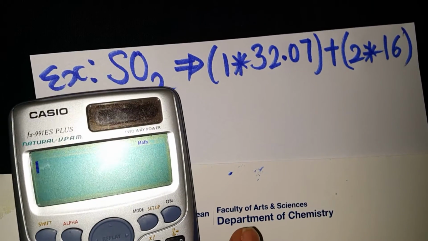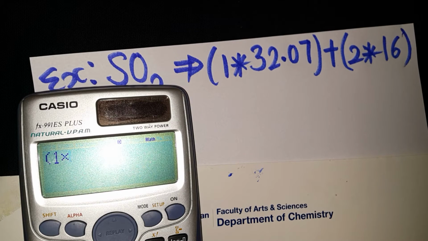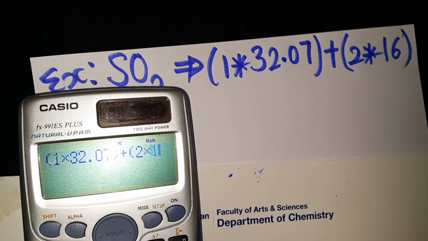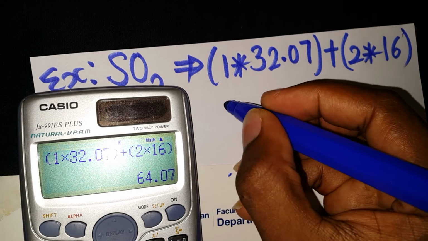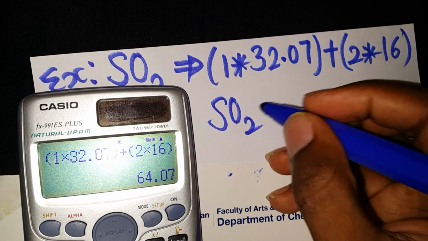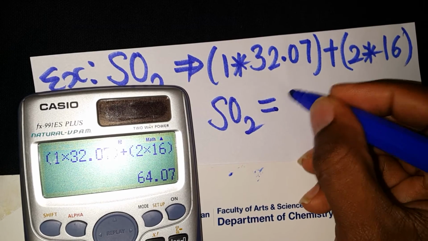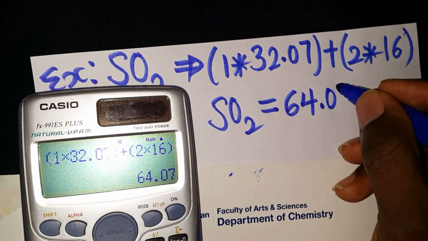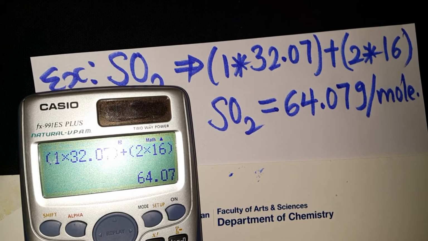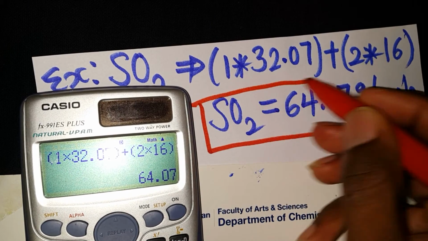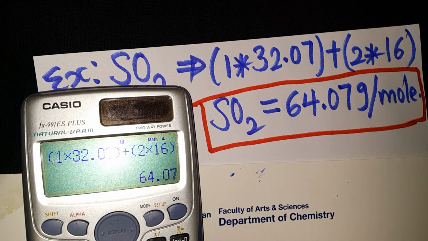We have 1 multiplied by 32.07 plus 2 times 16, which is the molar mass of SO2 is equal to 64.07 gram per mole. That is the molar mass of SO2. Let's solve one more example.